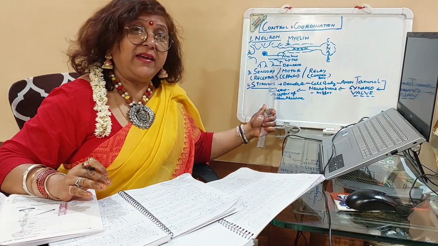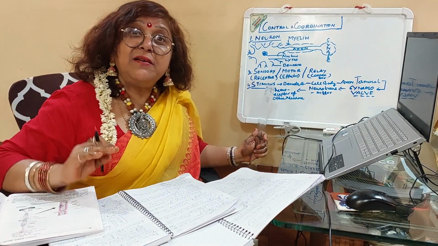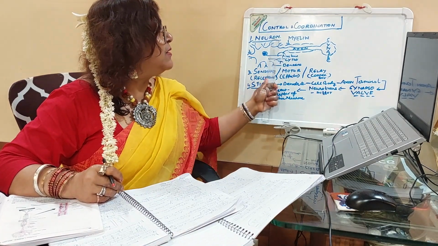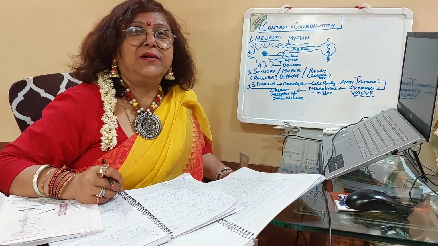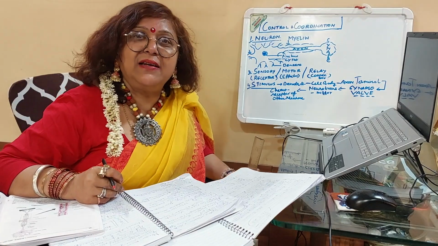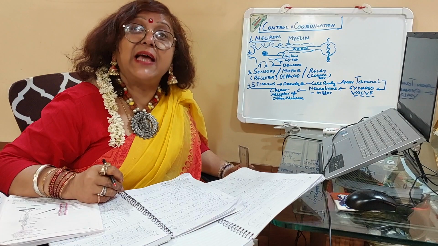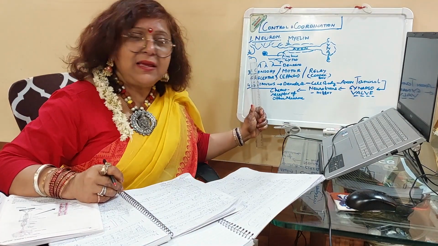The second part is the dendrite. The dendrites are fine protoplasmic processes. Several protoplasmic processes arise around this cyton. So these dendrites carry the nervous impulses towards the cell body or cyton. That is the first thing.